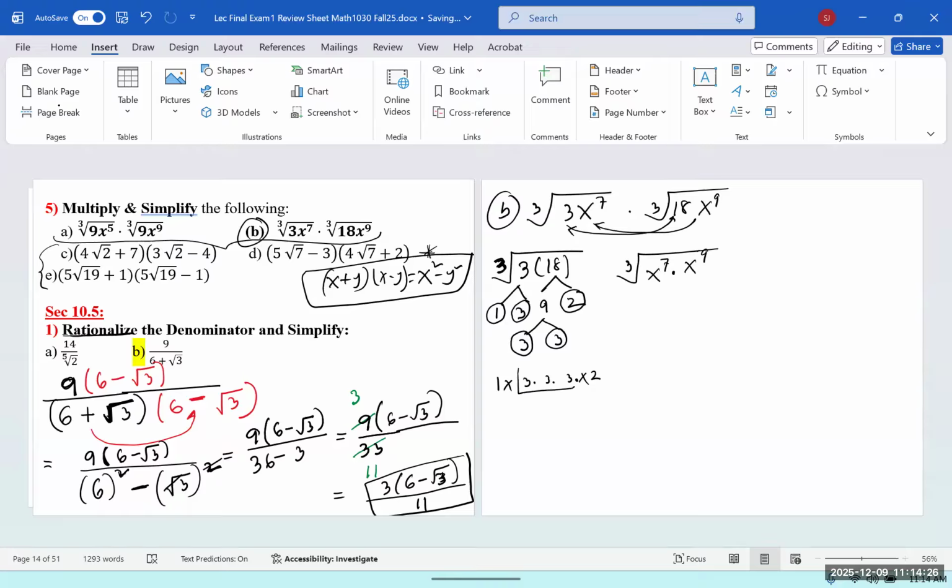So we can see this 3 times 18 has 3 times. So we put 3 times, and then 1 and 2 together. 2 times 1 is 2.